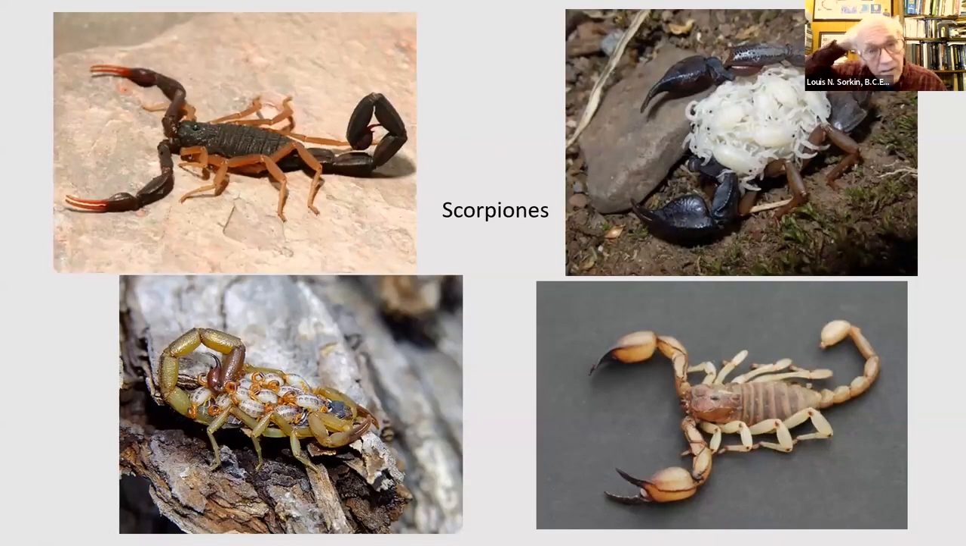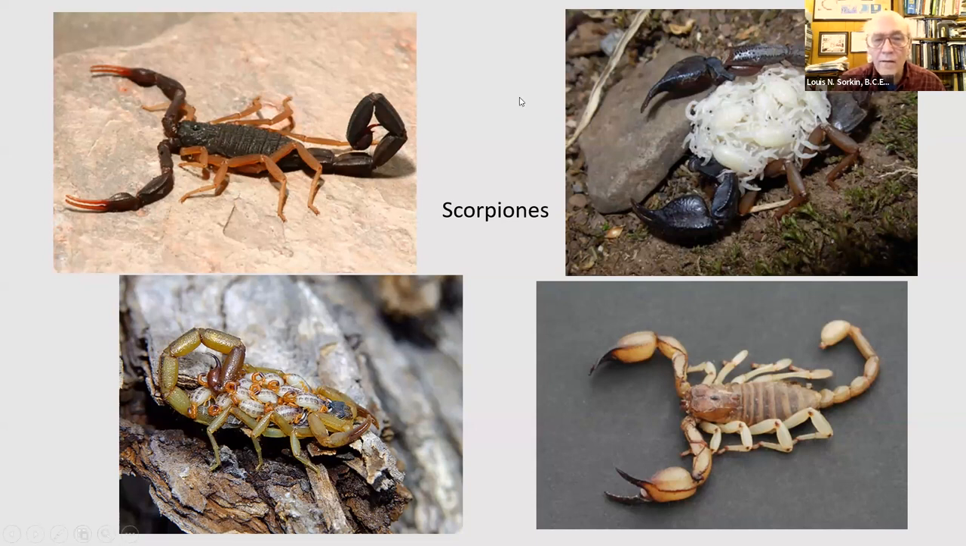Now we're into arachnids. These are the order Scorpiones. The female scorpion has the young inside her body, and when they're born, they climb up on her back, and she busses them around for at least one or maybe two instars, usually two instars.